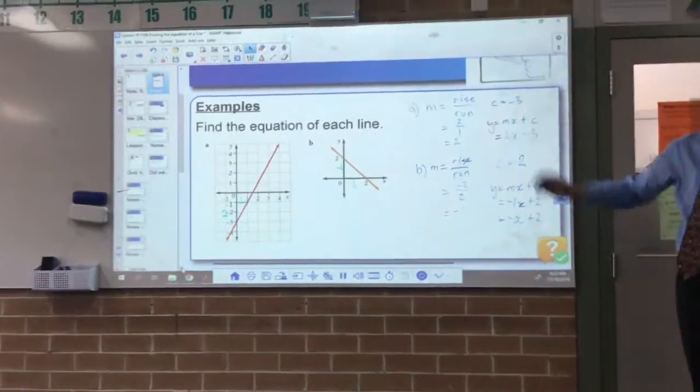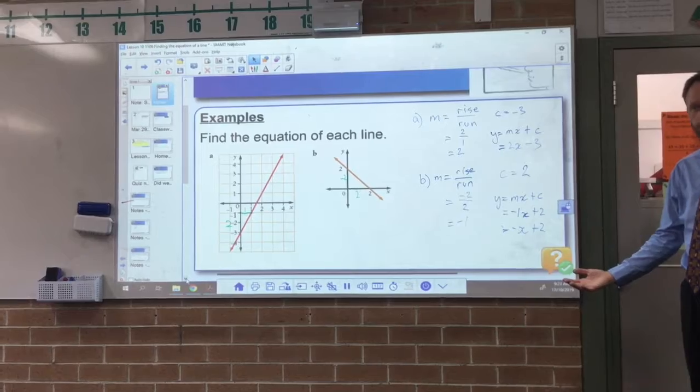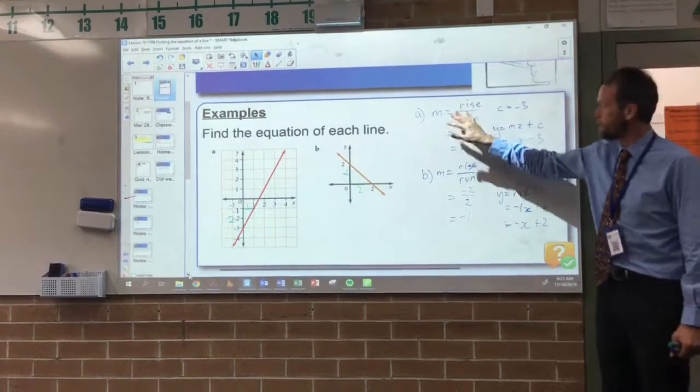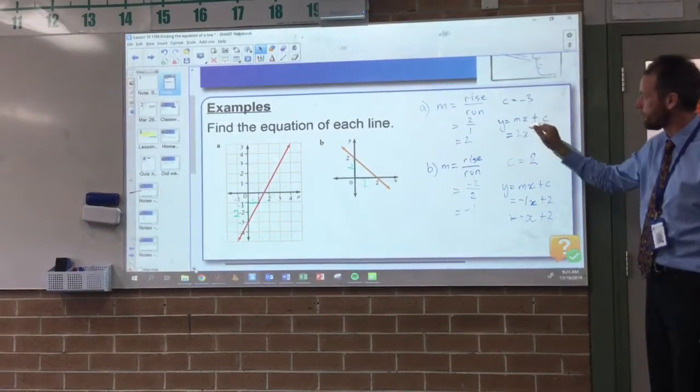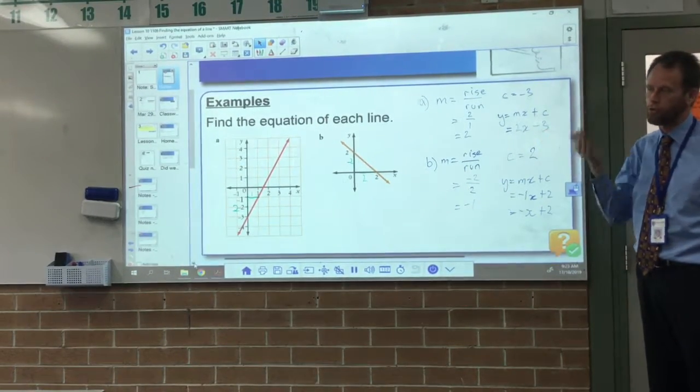That's how we can find the equation of a line from a number plane. Pretty straightforward, hopefully. Once we know the gradient and the y-intercept, we can then substitute into the equation. Let's do some examples.